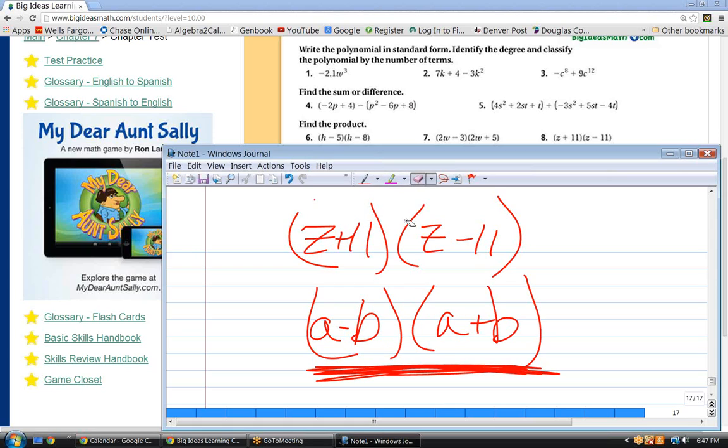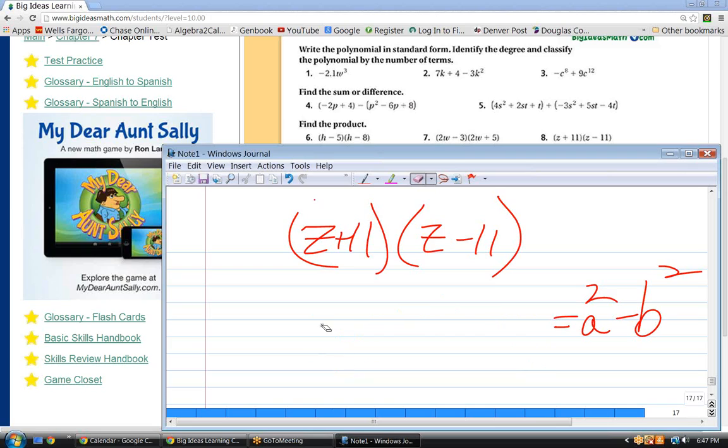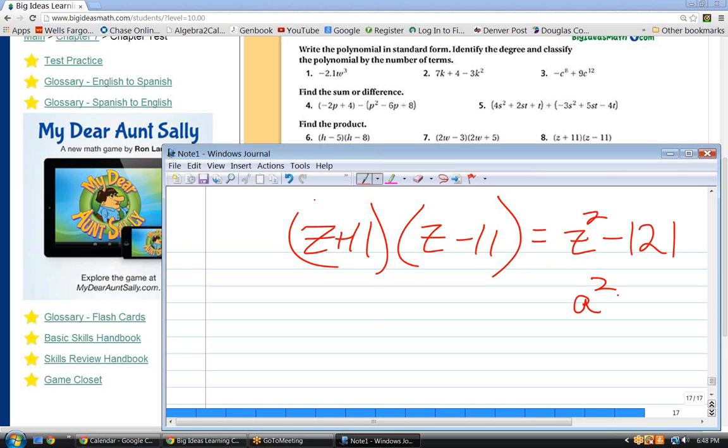So we know that when you multiply them together, this gives you the difference of perfect squares. So does this. In other words, you can multiply it together a lot faster if you're familiar with difference of perfect squares. What does this have to be? Don't FOIL it. It's got to be z squared minus 121. In other words, this is a squared minus b squared. a is z, and b is 11.